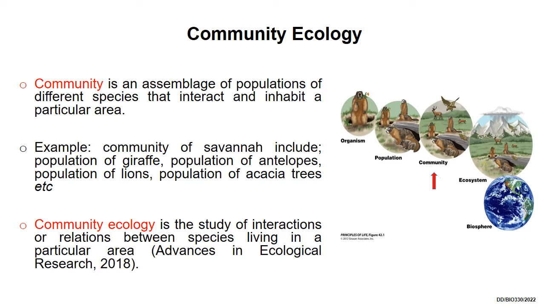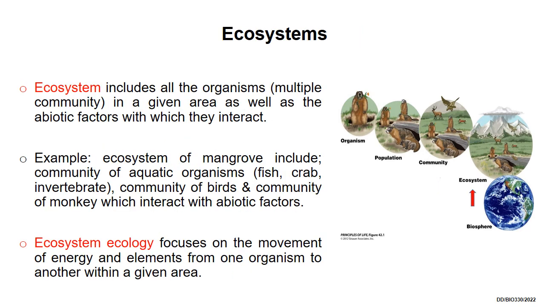Community ecology. What is a community? A community is an assemblage of populations of different species that interact and inhabit a particular area. For example, a community of savanna. It includes a population of giraffe, a population of antelope, a population of lion, a population of acacia trees, etc. And community ecology we can define as the study of the interaction or relations between species living in a particular area.